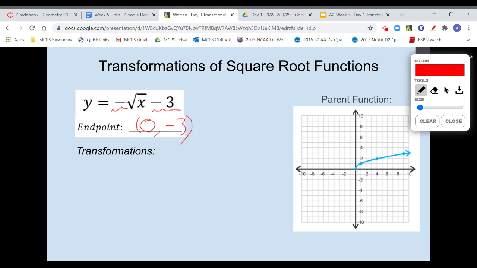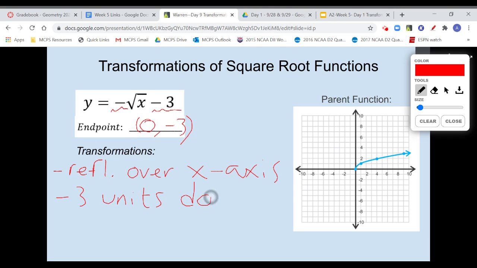Okay, and then when I list my transformations, I start with that negative sign out in front, and that tells me that I reflect over the x-axis. Okay, and I also have that -3 at the end, and that tells me that I translate 3 units down. Okay, those are my 2 transformations.